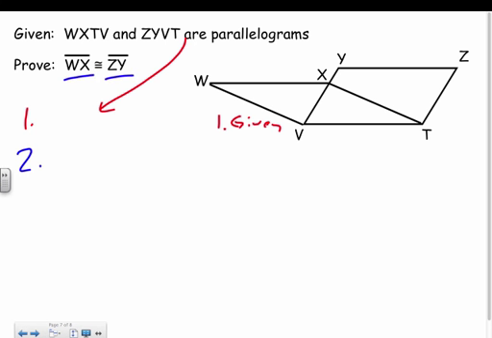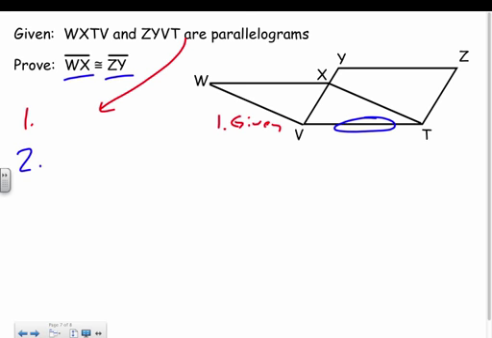So I'm trying to say that WX is congruent to YZ, or ZY. Well, if I think about it, these two parallelograms share this side right here, don't they? That VT. And WX and YZ should both be congruent to that because they're opposite sides of the parallelograms. So that's what I'm going with. I want to use something with the opposite sides. So I haven't stated these two are congruent yet, WX and ZY.